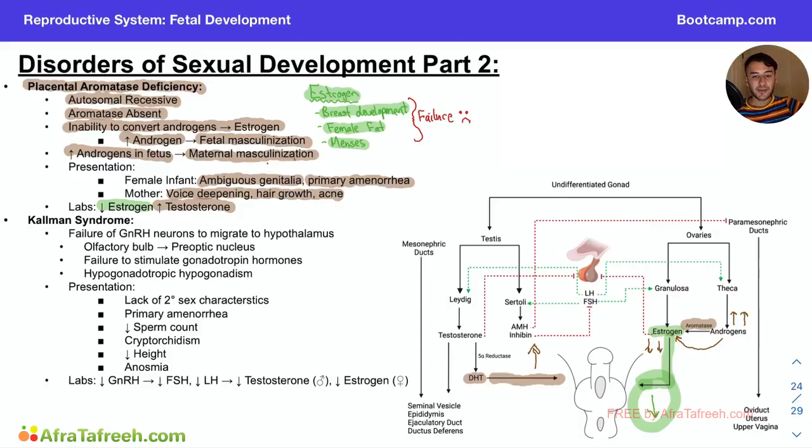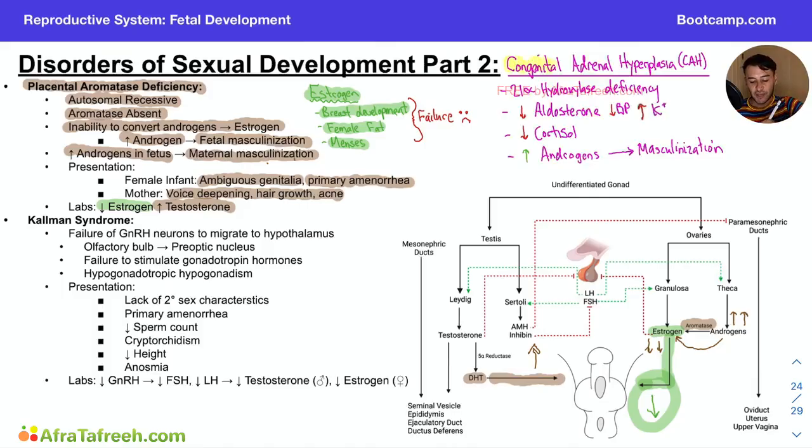Now, I want to do some important differential building for you guys here because there are other conditions in which we get masculinization of the infant, and one that's important to talk about is congenital adrenal hyperplasia. Now, this is a variety of disease processes which we're not going to get deep into, but essentially there is faulty shunting of steroid precursors.